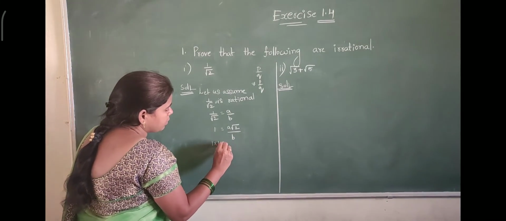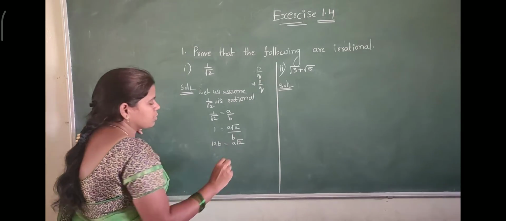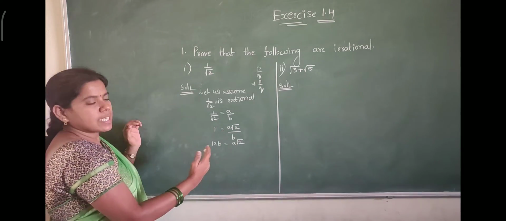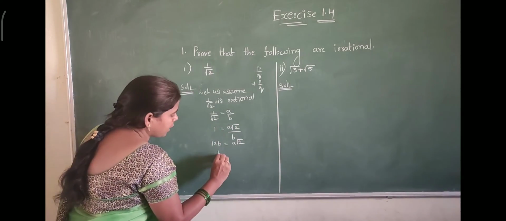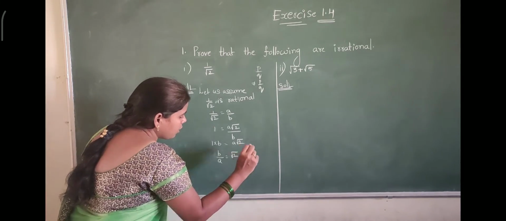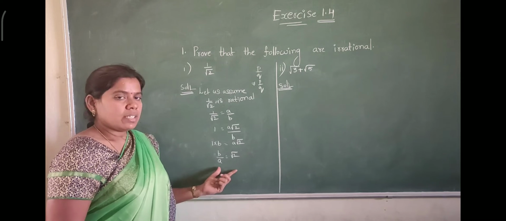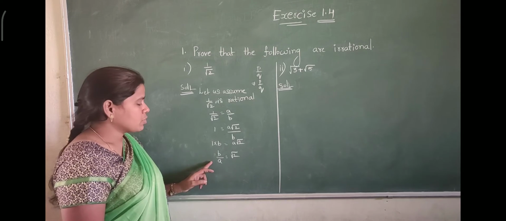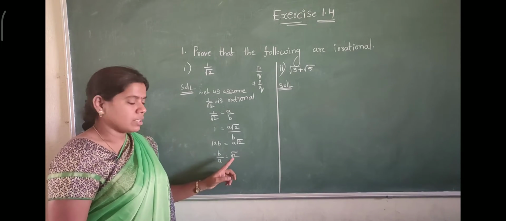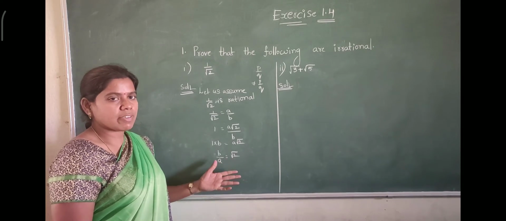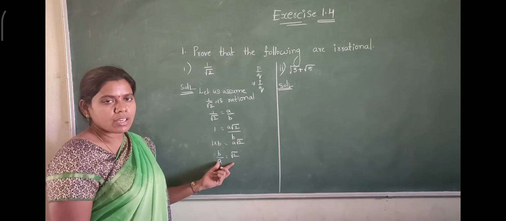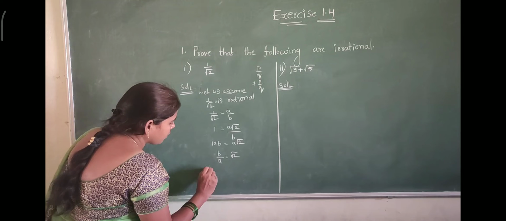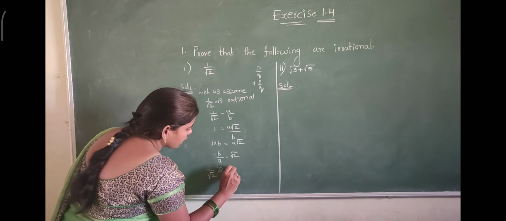Okay. 1 into b is equal to a root 2. Again, if you transpose a from RHS to LHS, a becomes a divisor, so b by a is equal to root 2. If you observe this statement, root 2 is irrational, already we know. So this side is in the form of a rational number. So, we can't make them equal, rational and irrational. That's why this assumption is wrong. So, 1 by root 2 is irrational.